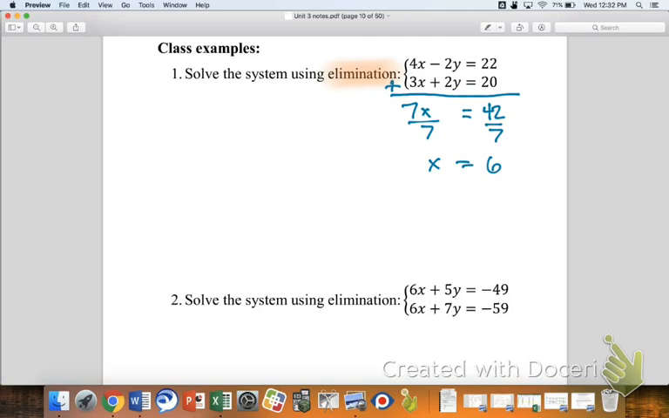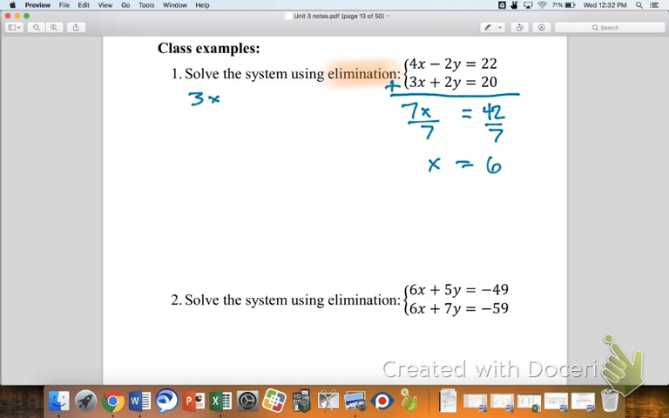So we know that that's only half the answer, right? Don't I need a y to go with that x? Any suggestions on what I could do? Take one of the equations above and plug in the x. Which one would you suggest? The second one. All right, it really doesn't matter. Second one is fine by me.